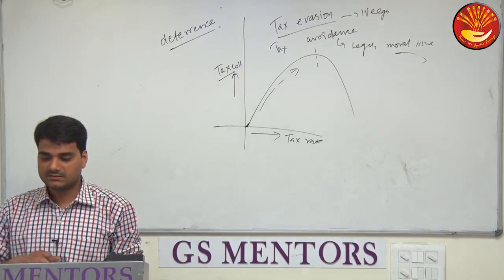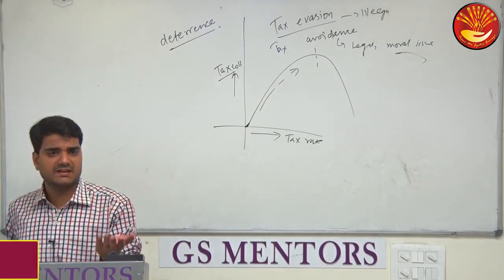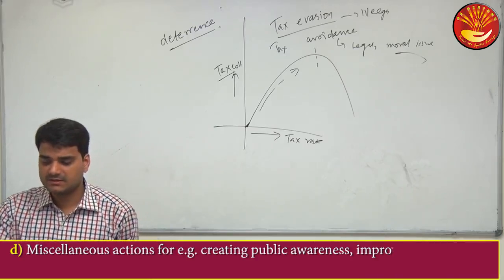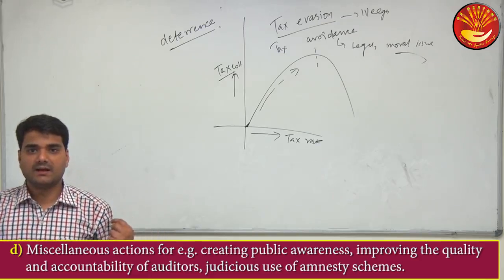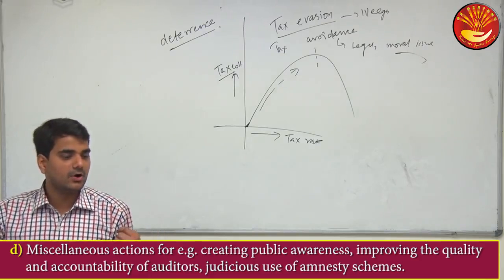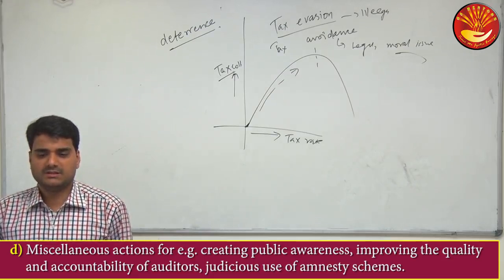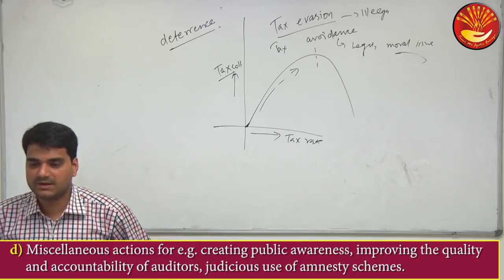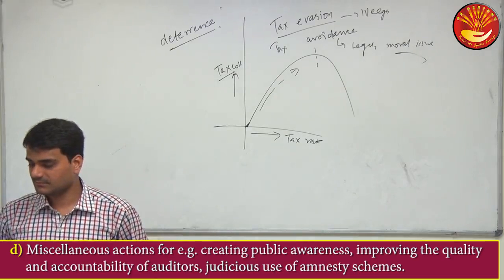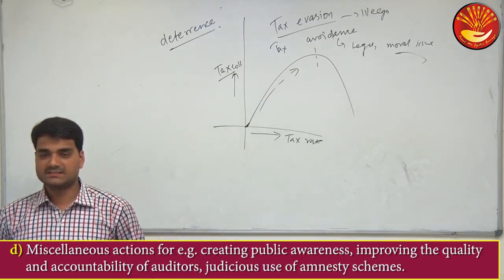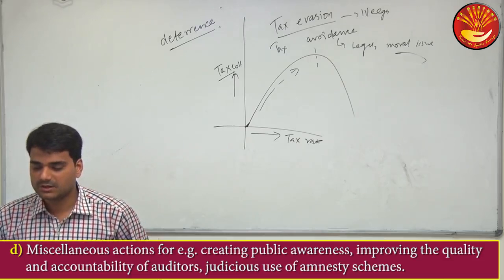The next one, the fourth, is miscellaneous actions. For example, creating public awareness, improving the quality and accountability of auditors. In the miscellaneous ones, you can write down creating public awareness, enhancing the training, and enhancing the effectiveness and accountability of auditors.